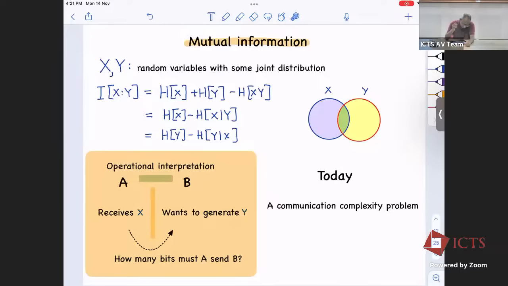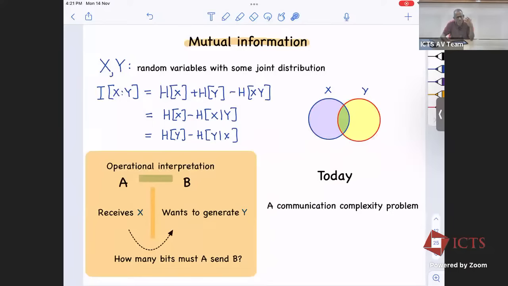There are alternative formulas for mutual information, which go by expanding this either by writing entropy of x first or entropy of y first, and then writing the other term as conditional entropy. Maybe for some of you, this picture might be useful. This somehow is x, this somehow is y, don't take it too seriously. And this is the common information. So the common information is this plus this minus the union, somehow. Just like I said that entropy had an operational interpretation, how many bits do you need to transmit?